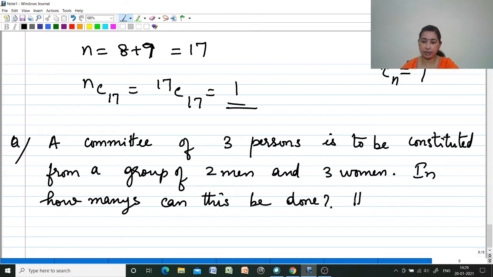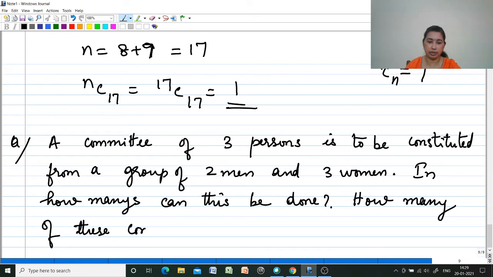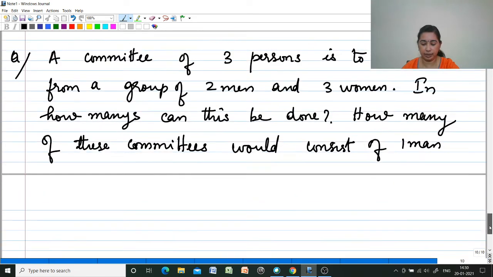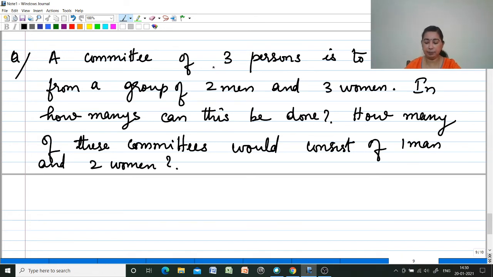How many of these committees would consist of one man and 2 women? A committee of 3 persons is to be constituted from a group of 2 men and 3 women.